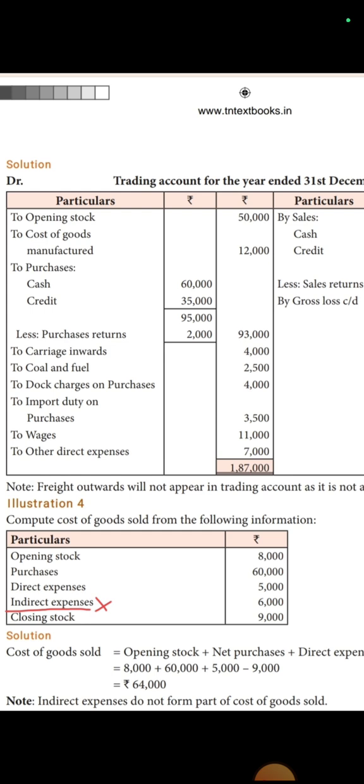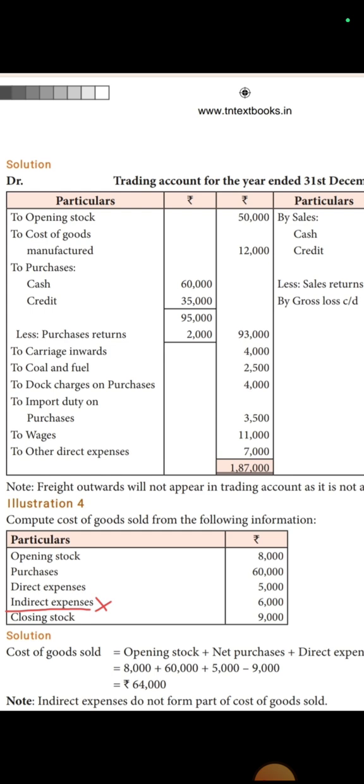Okay, what is the meaning of stock and goods? Stock and goods both have a similar meaning? Are they the same? No, they have different meanings. What is meant by goods? Purchases and sales are both called goods. Okay, what is meant by stock? Listen, the remaining unsold goods are called stock.